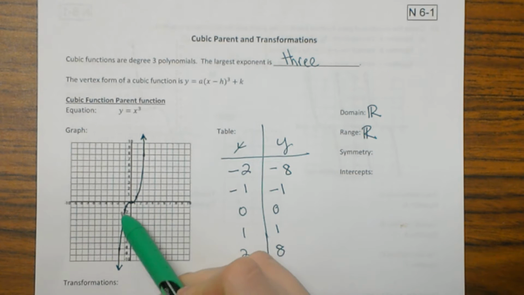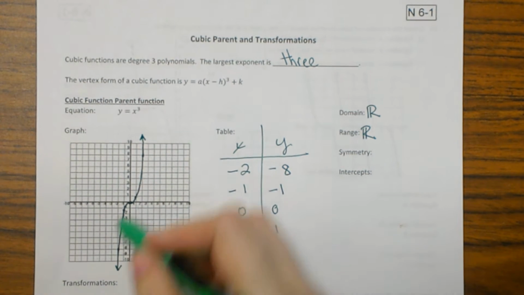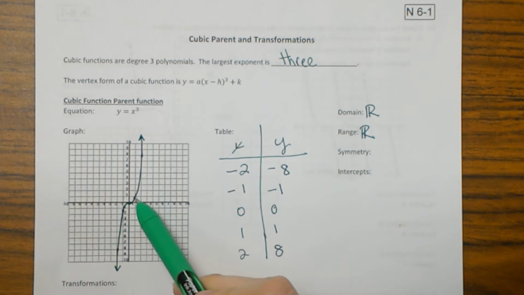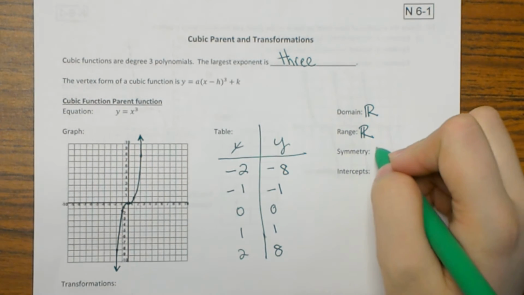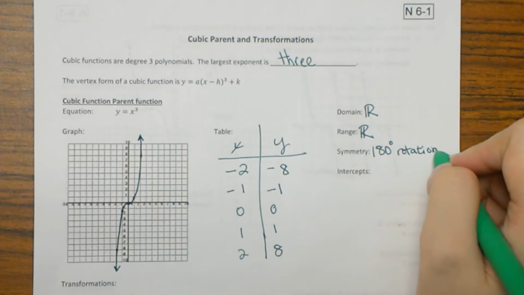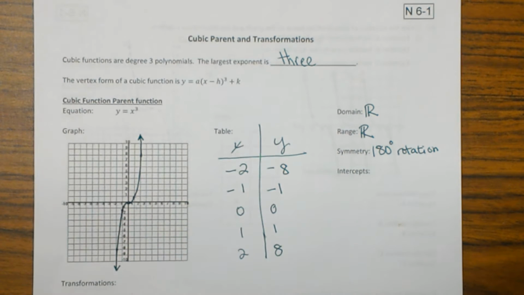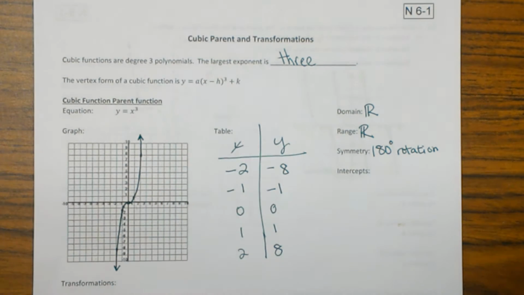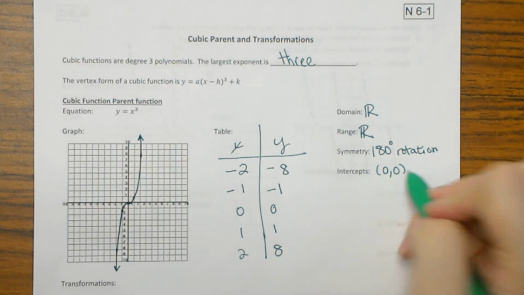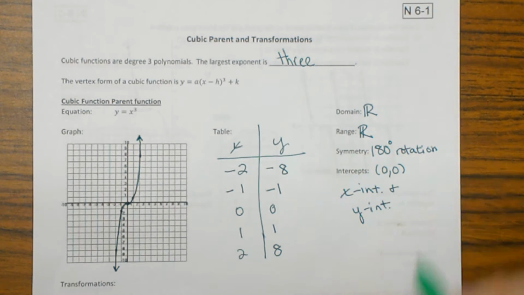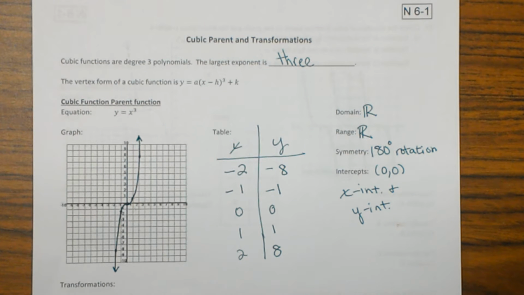And then these points we kind of talked about the other day. I could rotate this point negative 1, and it would be this point 1, 1. So that's a rotation of 180 degrees. So that's its symmetry. All these points along one arm can be rotated 180 degrees, and they'd be on that arm. So the parent function has intercepts at 0, 0 for the x and the y. So that's the parent function.